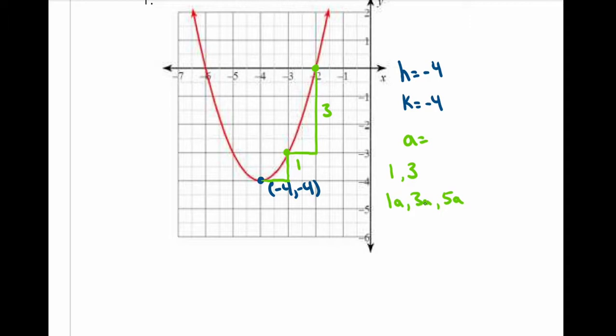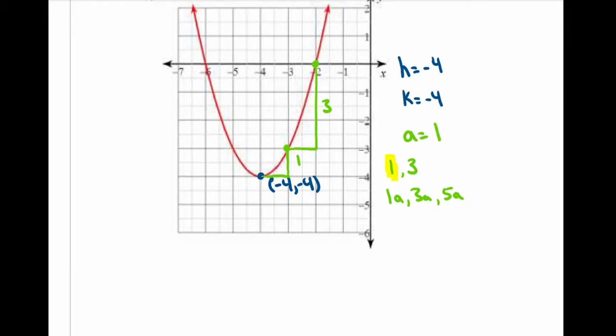What a value do I multiply 3 by to get to 3? The only value that works, because remember they have to be the same a value, is 1. 1 times 1 is 1, 3 times 1 is 3. And this happens to be the first step. So the first step was 1. My a value is 1.